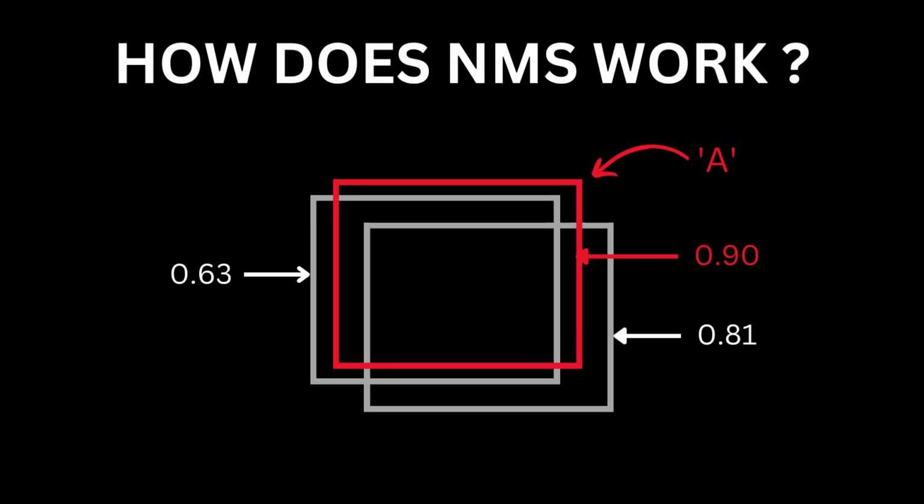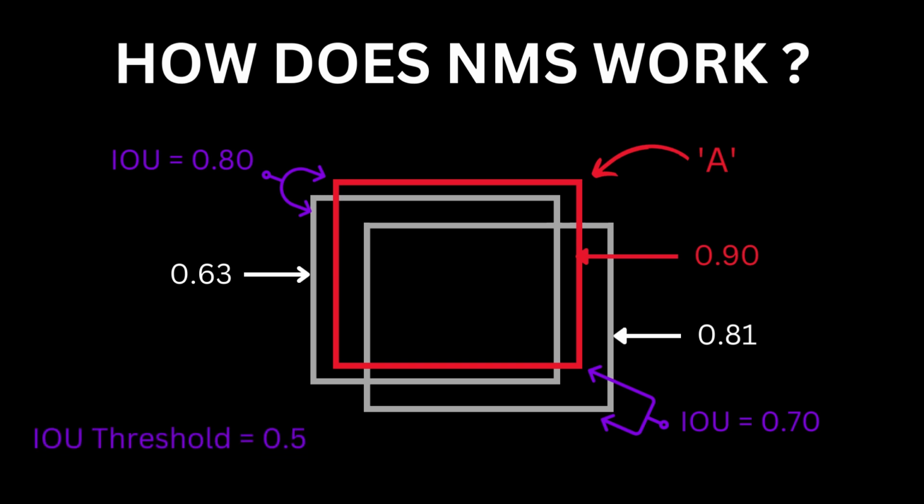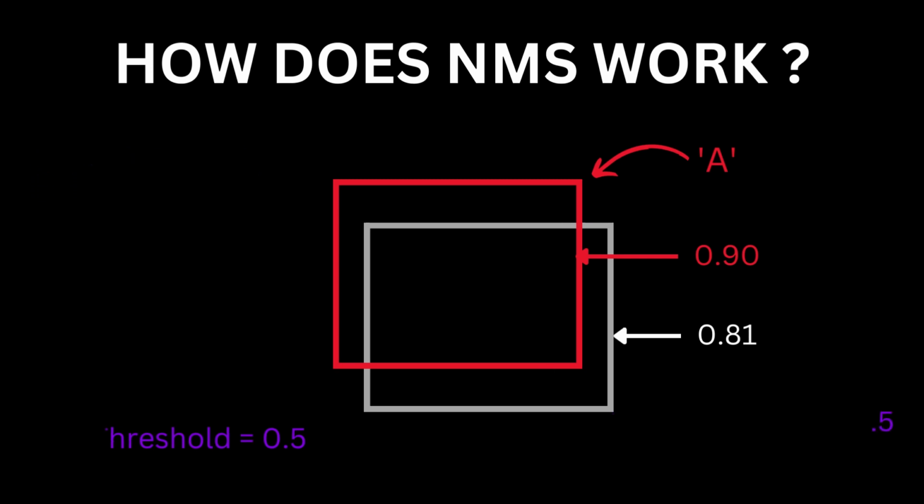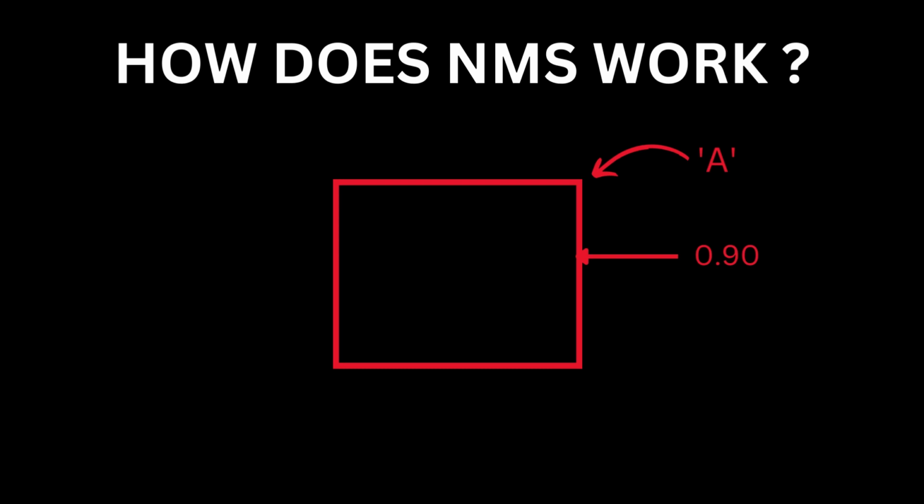After this, NMS checks whether the IOU between bounding box A and other bounding boxes is greater than a certain defined threshold or not. Now let's say this threshold is 0.5. So when it is found for any bounding box that the IOU is greater than 0.5, then it simply removes that bounding box. This process runs iteratively until no more reduction of boxes is possible. And in the end, we get only the best bounding boxes with the highest confidence score. This is how the NMS algorithm works. Now let's implement this algorithm from scratch to see its working.